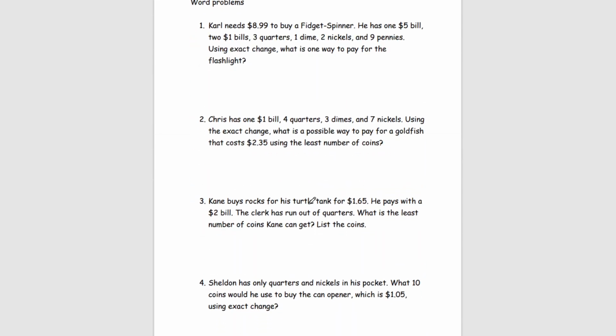Lastly, for our word problems, Carl needs $8.99 to buy a fidget spinner. He has 1 $5 bill, 2 $1 bills, 3 quarters, 1 dime, 2 nickels, and 9 pennies. Using exact change, what is one way to pay for the flashlight? Since we want exact change, we first want to use our largest bills. So we use the $5 bill, which is plus 5, the 2 $1 bills, which is plus 2. So as of right now we have 7.